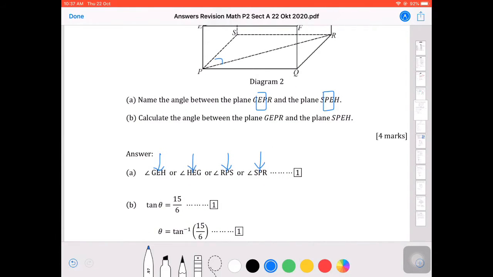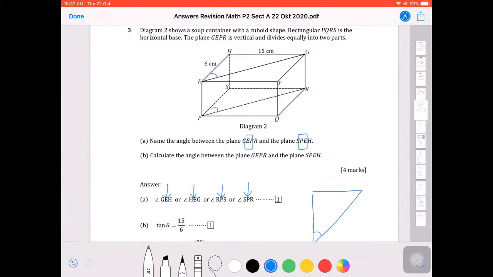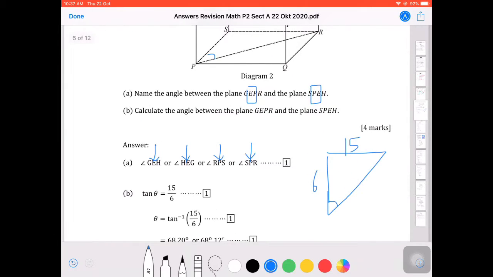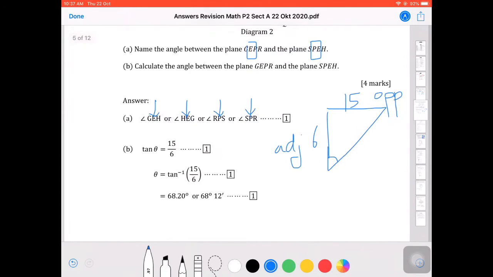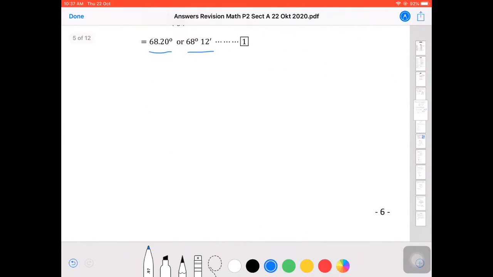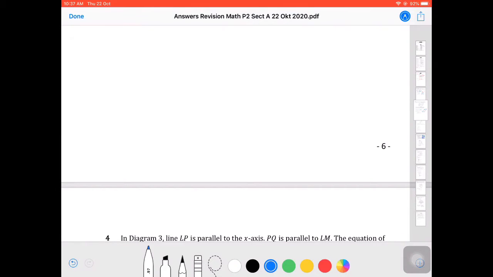Now to find the angle between them, you have to draw a triangle. You can label all the measurements. You see that 6 and 15, so you put 6 and 15, and the theta will be down there, so 15 will be opposite and 6 will be adjacent. Now we can use SOHCAHTOA. We're going to apply tangent, because tangent is opposite over adjacent. Then you press shift tangent and you get the final answer. You can give your answer in decimal, 68.20, or you can give degrees and minutes. Both are correct.